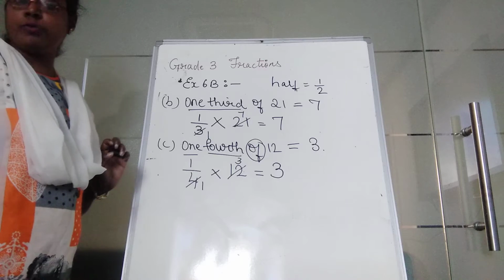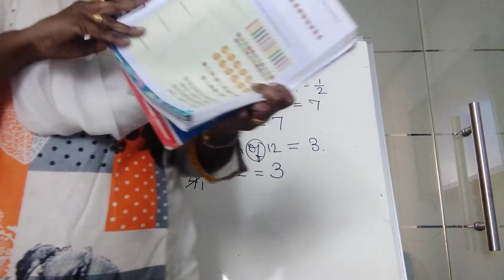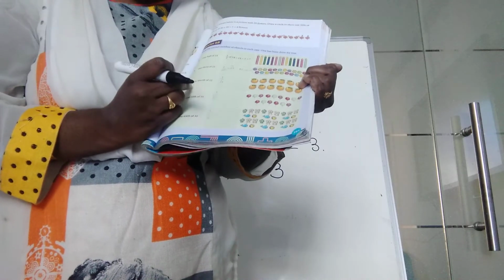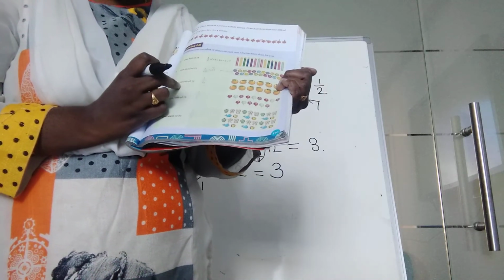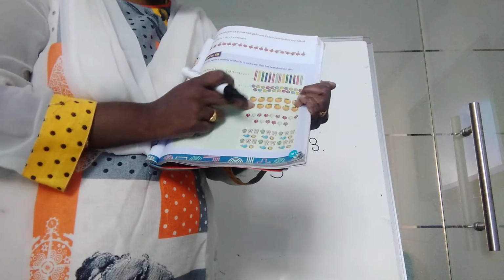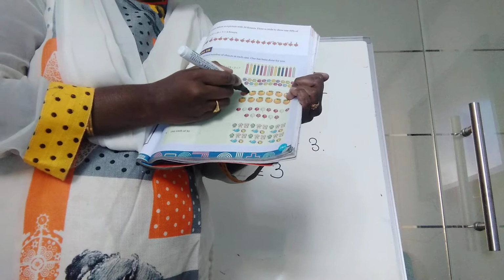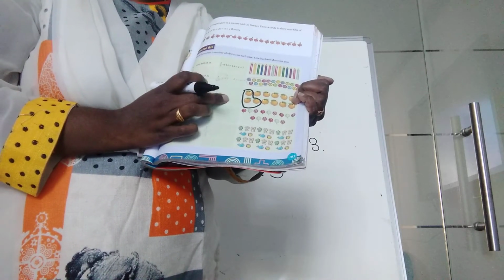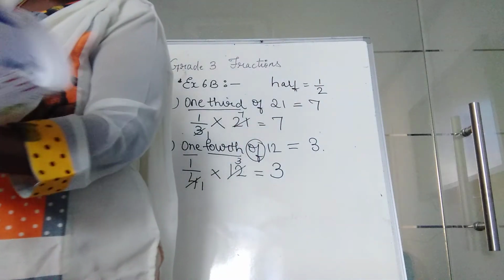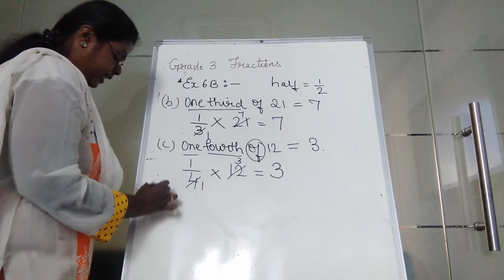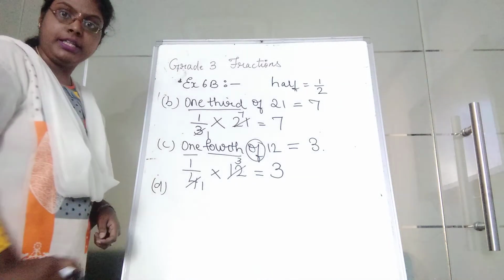Okay. So you have 12 mangoes. Look at the textbook. You have 12 mangoes over here, and out of 12 mangoes, 1/4 means it is 3. You got the answer as 3. So you need to make 3 in one group. So 3 mangoes in one group. And the next will be D.